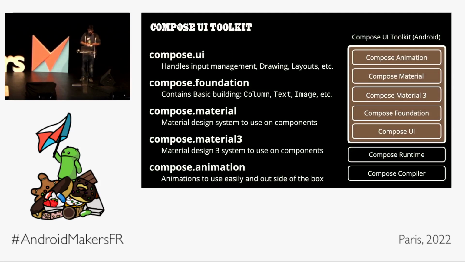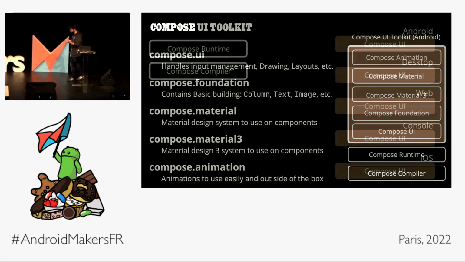So we've got the animation that allows us to create those beautiful animations. We've got the material tree, that's the new Material Design system from Android 12. We've got the previous one. You've got a foundation that gives you all the base components: columns, image, texts, and of course the UI that allows us to interact with the app. So you can write, and if you have a text field, you can see the text there.